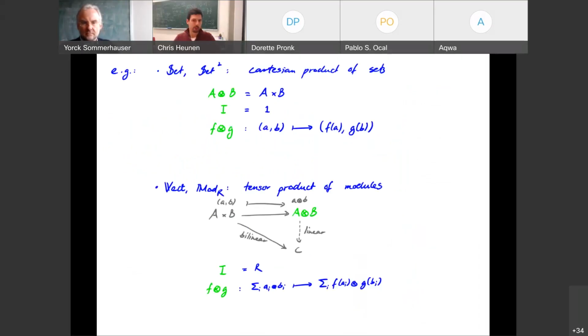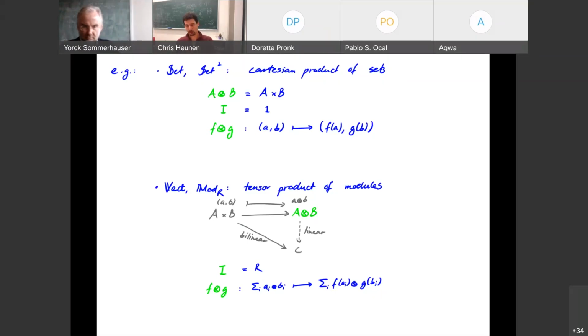Okay, so for examples, we have the example of Set and Set squared. There you can think about the Cartesian product of sets. So if I have two sets A and B, I can take the Cartesian product, that's a third set. And if I have two maps F and G, I can make a new map that takes a pair of an element of A and an element of B, does F to the one, G to the other, and that gives me a pair of their outputs. So in that way, Cartesian product of sets makes the category Set into a monoidal category. And the same for Set squared. I can just take Cartesian product coordinate-wise in pairs of sets.